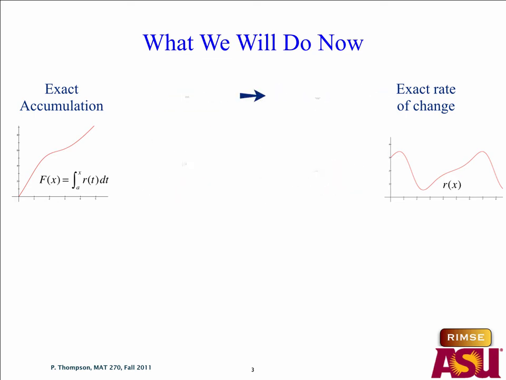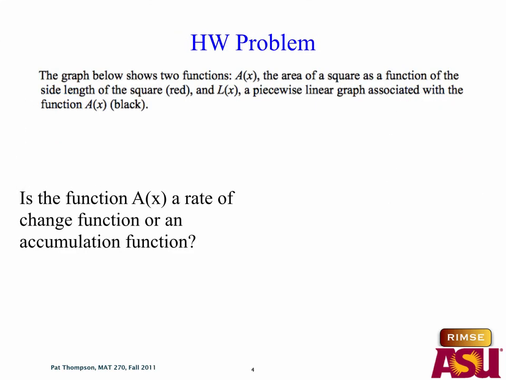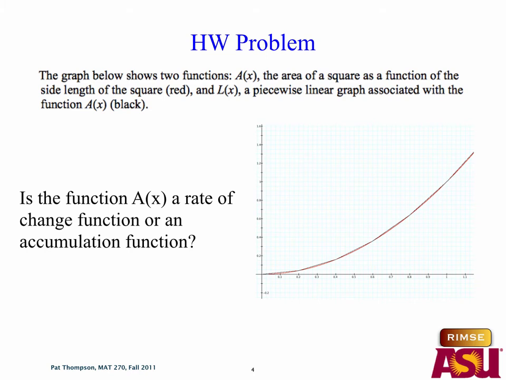And so we're going to streamline this process, and it's going to go a heck of a lot faster than it did in the reverse order, because we've already got these tools and we already understand what these pieces mean. Okay, so you had a homework problem that challenged you to do this process. So what did we have? We had a graph of A of x that showed the area of a square as a function of the side length of the square, and in the picture already is a piecewise linear graph that's associated to A of x.